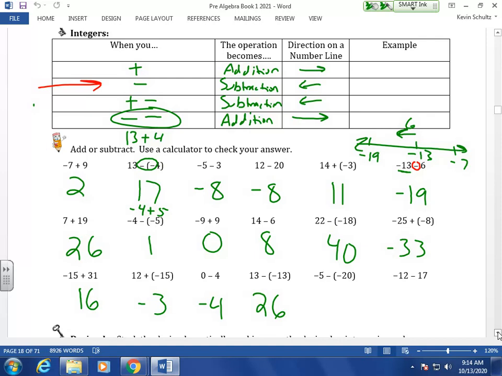13 minus negative 13. 26. Negative 5 minus negative 20. Positive 15. Positive 15, right? That minus a negative piece actually turns into addition. So we have negative 5 plus 20. Starting at negative 5, going to the right 20, we end at positive 15. And lastly, negative 12 minus 17. Negative 29.